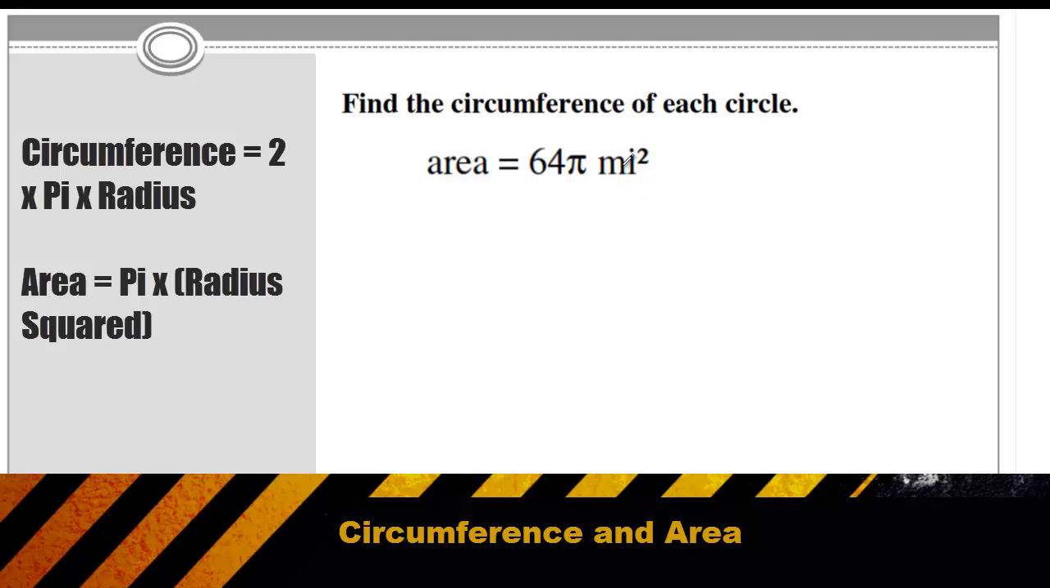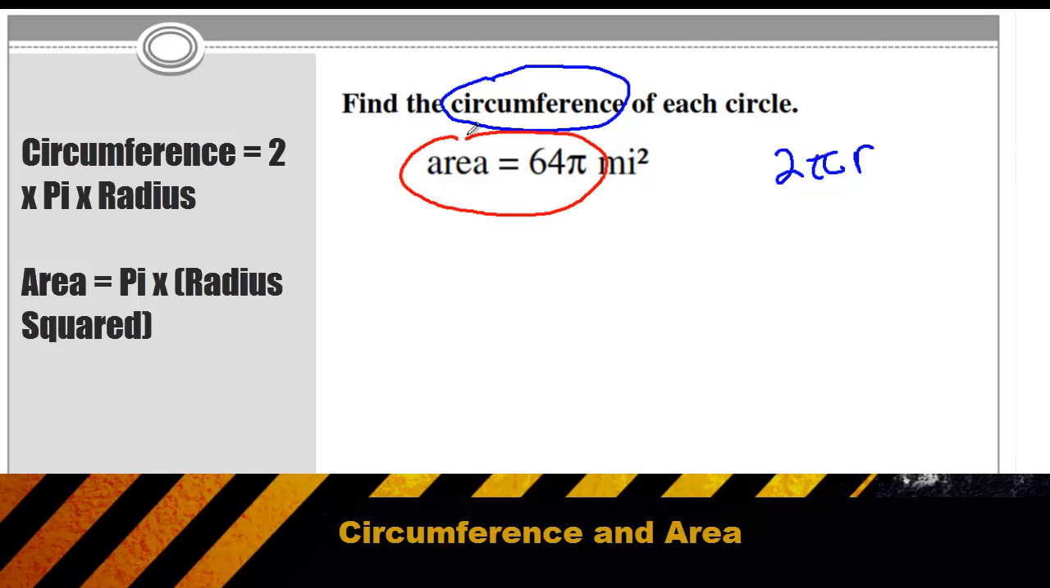Sometimes a problem will give you the radius of a circle. Other times you have to figure out what the radius is. In this question they want us to figure out what is the circumference of a circle. So we're looking for what is 2 times pi times the radius. The only information they give us is that the area is equal to 64 pi.